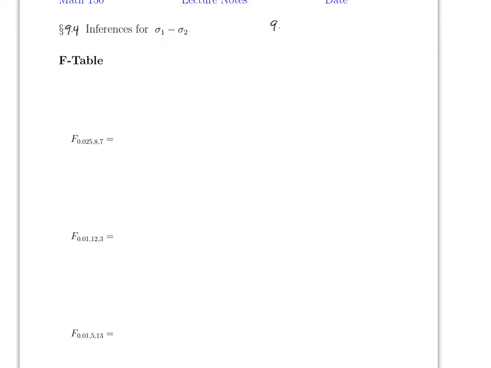If you notice, in 9.1 it was two means. In 9.2, it was two proportions. In 9.3, it was again two means, but these were dependent, while these were independent samples. So in section 9.4, we're going to have two standard deviations or two variances.